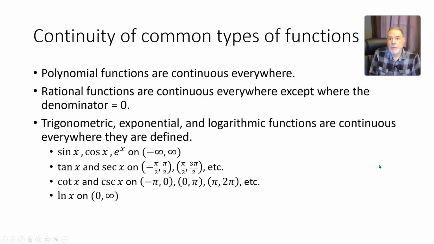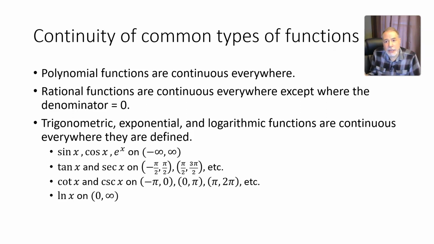And then some of your favorite transcendental functions, like the trigonometric functions, exponential functions like e to the x, logarithmic functions like ln of x, are all continuous everywhere they are defined. So that means sine and cosine and e to the x are continuous everywhere. Tangent and secant are continuous everywhere except for the places they are undefined. They have infinite discontinuities at the same points where cosine of x is equal to 0. So that would be at positive or negative pi over 2, 3 pi over 2, 5 pi over 2, etc.